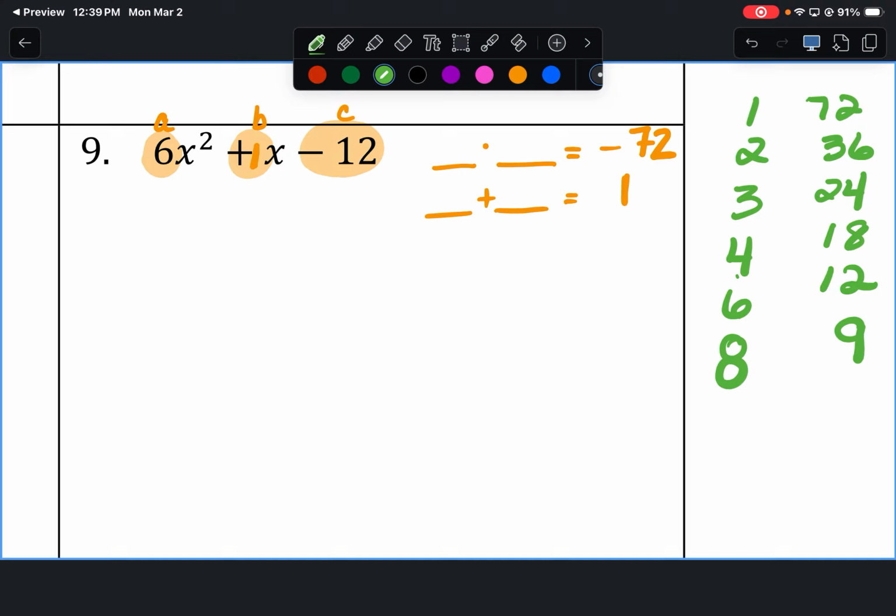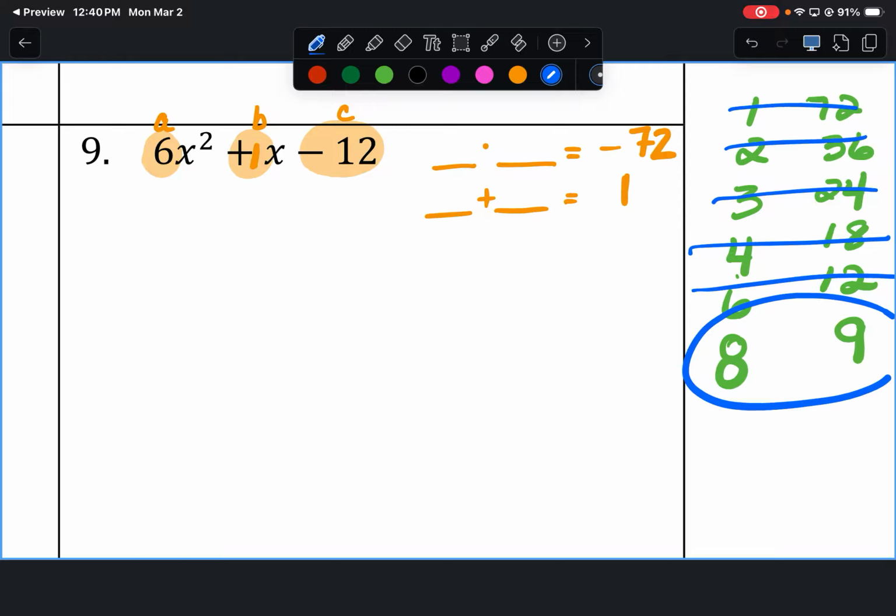So, which one of those can we combine to get 1? Oh, 8 and 9. The rest of these would not work. Okay. What combination of them do I need to use, though? To multiply to get negative 72, but add to get 1. So, do we need to do negative 9, positive 8? What does that give us? Negative 8, positive 9 to get 1. That's what we need. So, we're going to do negative 8, positive 9.